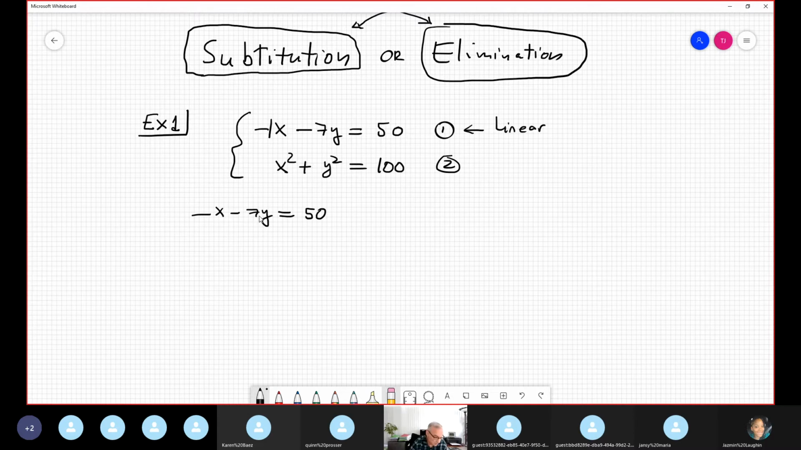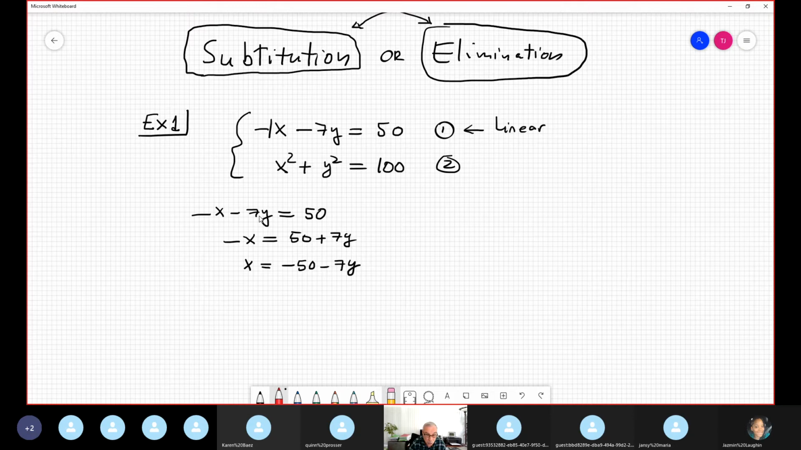You solve for x because the coefficient is 1 or -1. If you solve for y, you can, but you divide by 7, so you introduce fractions and maybe complicate your problem a little bit. So you put minus x is equal to 50 plus 7y. But I don't like minus x. I want positive x. So x equals minus 50 minus 7y.